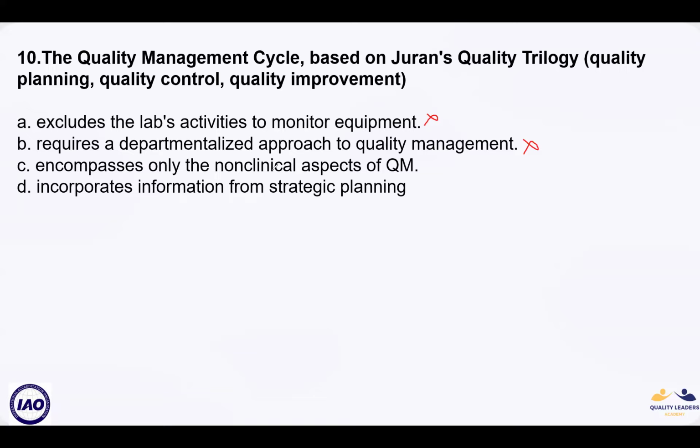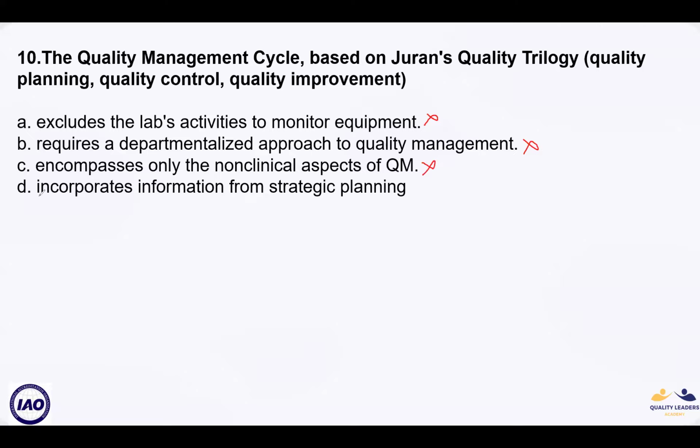Juran's trilogy encompasses only the non-clinical aspects of quality management, only non-clinical aspects. Remember, the trilogy applies to both clinical and non-clinical, covering all products, services, and processes in the organization. And just limiting it to non-clinical would make it useless, right? So there's no point of clinical quality if at all it only focuses on non-clinical aspects. So this is also wrong.